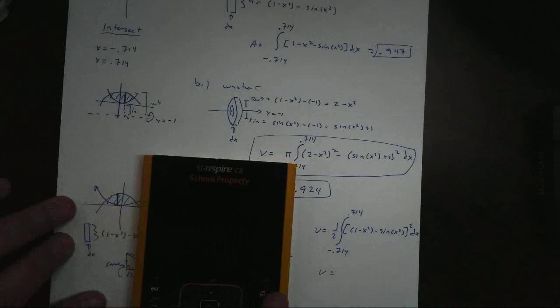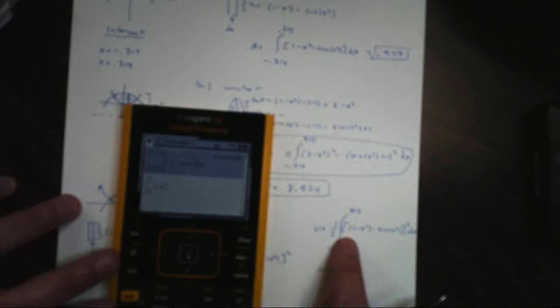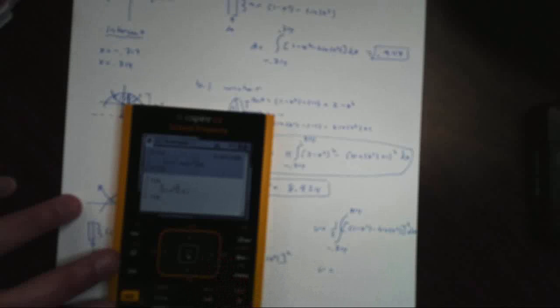whoops, never mind, my answer got deleted, so let me do this again. Let me go ahead and clear all this out. So I'll go and do this. Menu 4.2. I just type all of this in. Be careful with parentheses. I'm going to go from negative 0.714 to positive 0.714. And this becomes 2 parentheses. So I go 1 minus x squared minus the sine of x squared, squared, dx, enter.